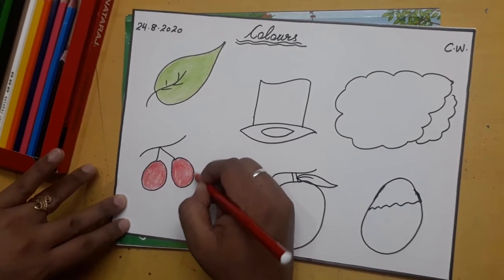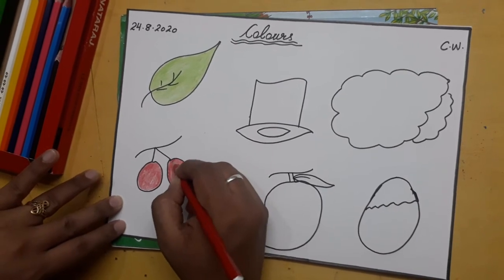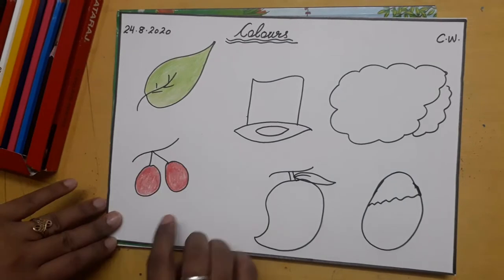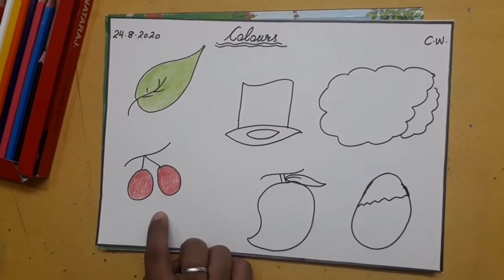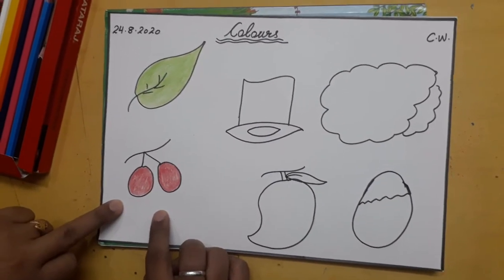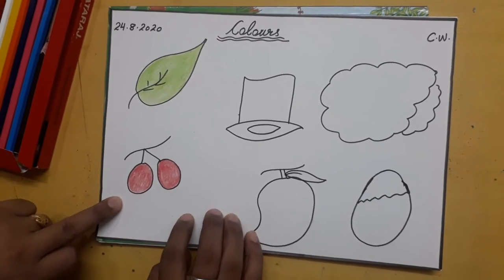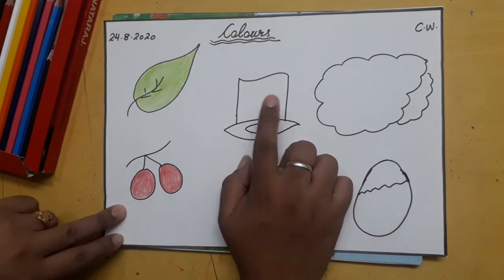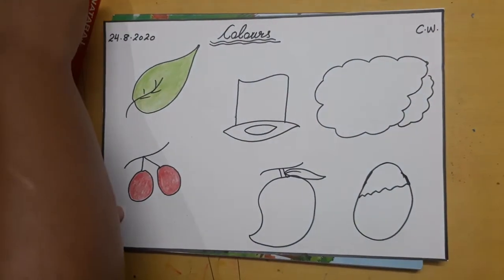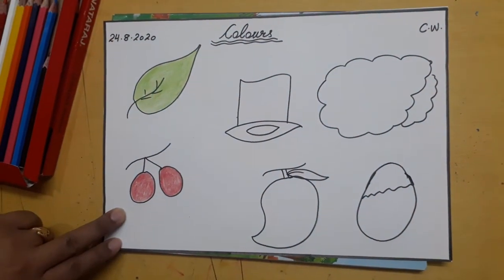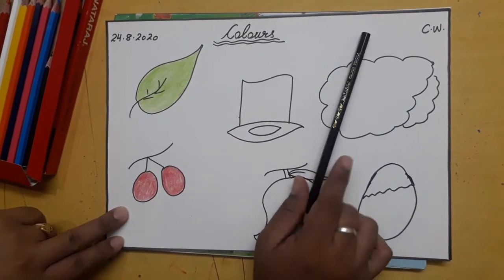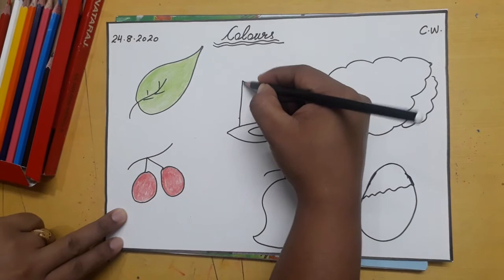So one green color object we have done, and now we have completed one red color object also. So some other red color objects are strawberry, then apple, then letterbox, pomegranate. Like this you can draw any picture. Now moving to the next picture. What is this? It's a magician's hat. And what is the color of the hat? Black in color. Yes. Now we'll do black color in this hat.